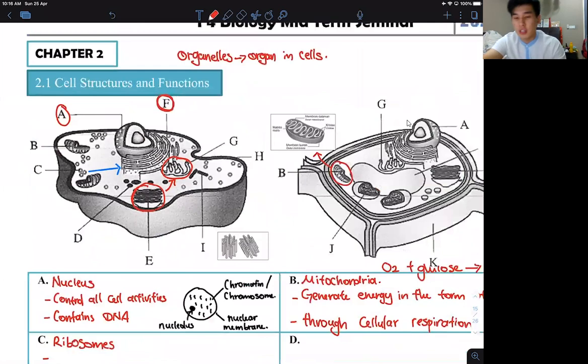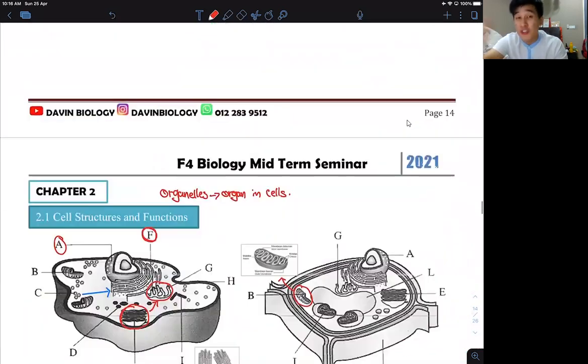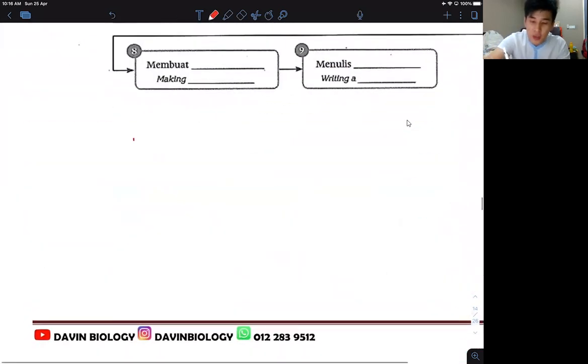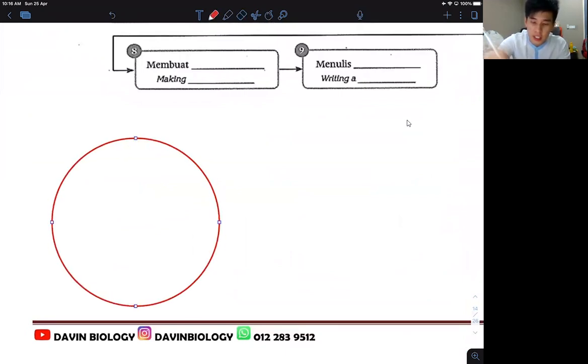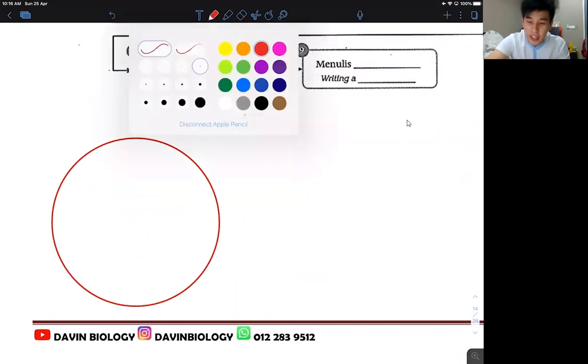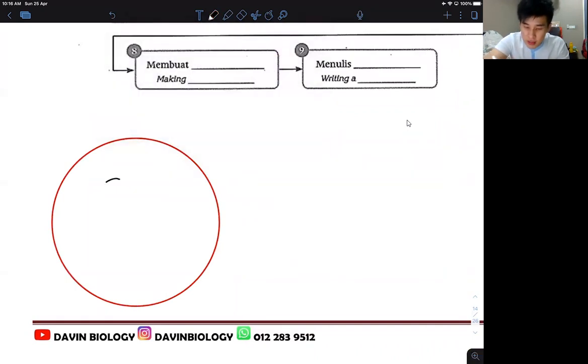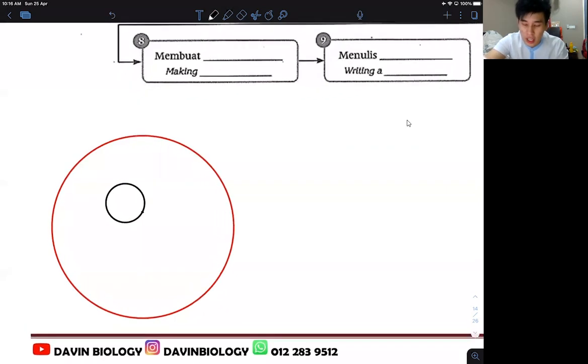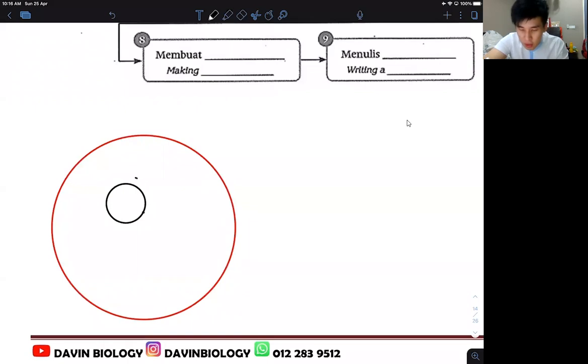And other than that, how to differentiate? Let me show you, because usually we seldom get a 3D diagram. Usually, you'll see a 2D diagram. So let's say I have a cell over here, and this is the nucleus. Then on top of the nucleus, like you can see in your notes there, there's a lot of this layered thing. Usually they draw something like this.